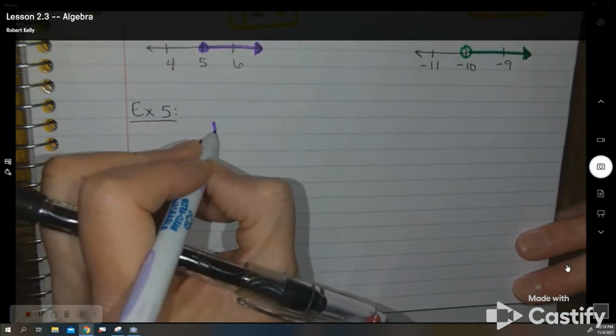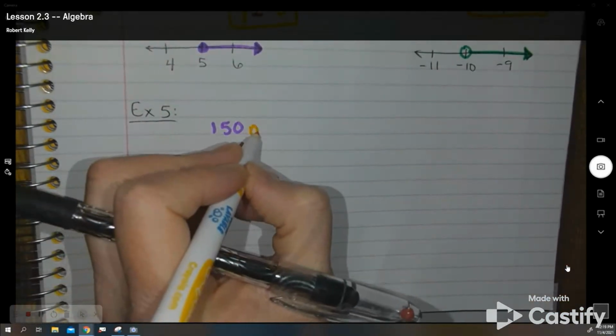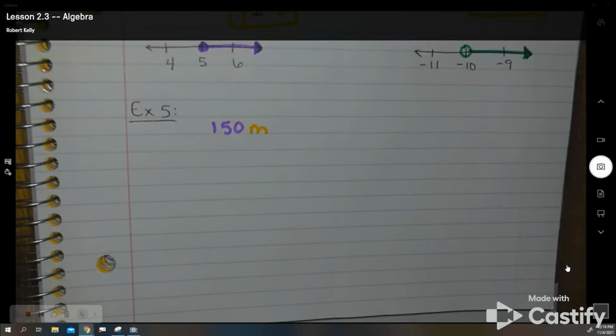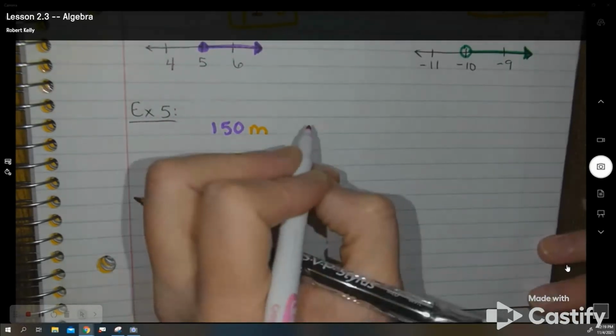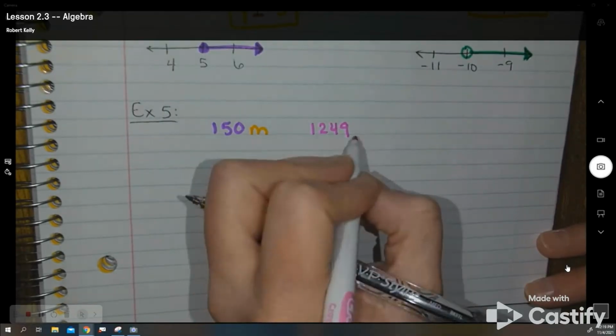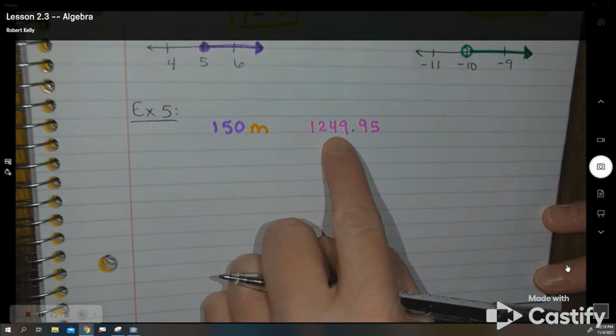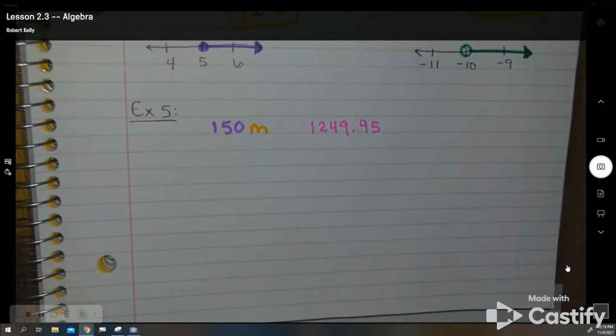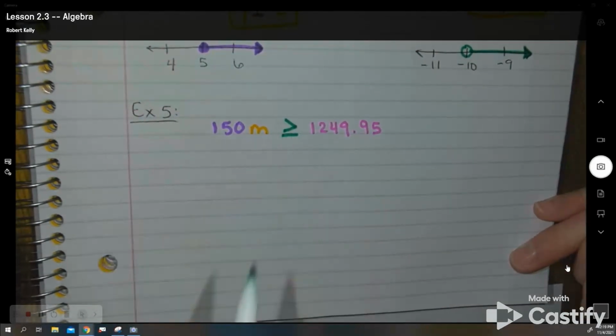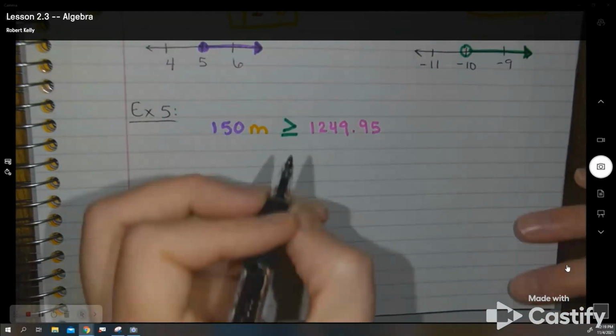So it's $150 each month, so times the months. And we know that in order to reach our goal of $1,249.95, that we have to earn this much money or more. So this is the smallest amount of money that we can have for our savings here. So it has to be this much or more. Okay. So now we're going to solve.